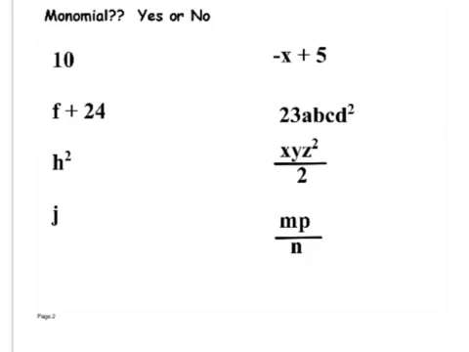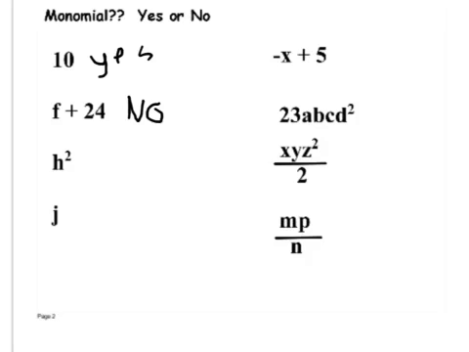The number 10, is this a monomial? Yes, it is a constant. Constants are monomials, so this would be a yes. F plus 24, does that fit the definition? Let me read the definition of monomial: a number, variable, or a product of a number and one or more variables. Is addition a monomial? No, so this is no. H squared? Let me read the definition: a number, variable, or product of a number and one or more variables with non-negative integer exponents.